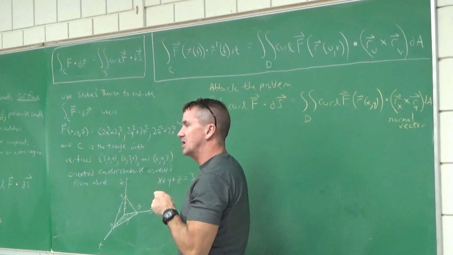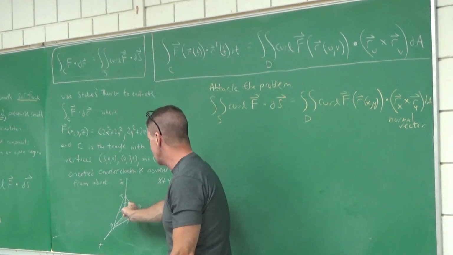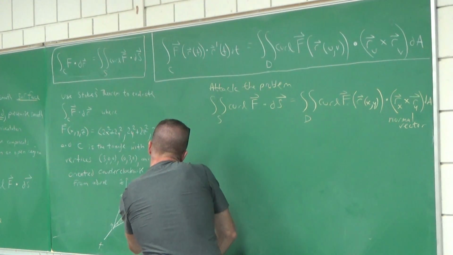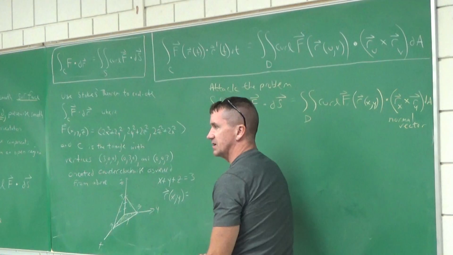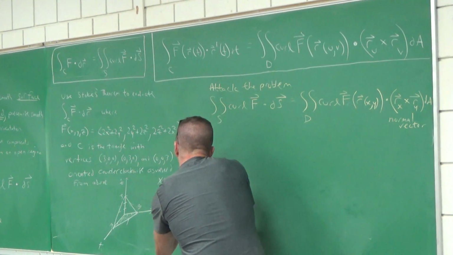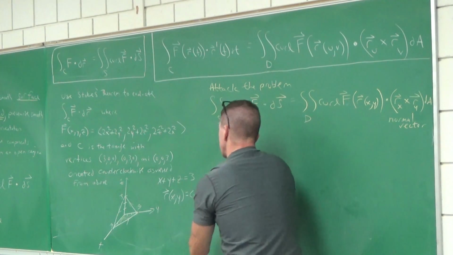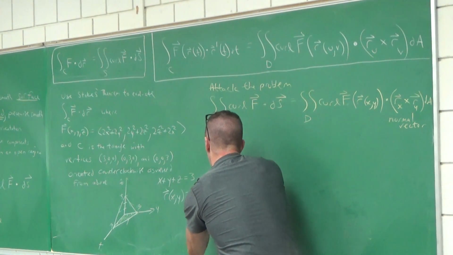So, can you help me parameterize that? That's the hardest part. Now that we know the plane right there, that triangle, what's a parameterization of this? What's r of x and y? You want to let x equals x, y equals y, and what's this third component? 3 minus x minus y. Way to go. 3 minus x minus y.